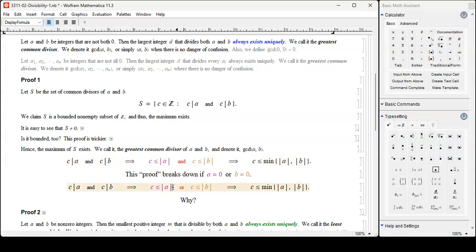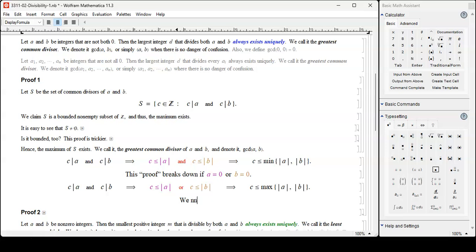Now, if A is 0, then this will not work, but this will work. If B is 0, then this will fail, but this will work. Either one of them has to work because not both of them are 0. One of them is non-zero, so either this one works or that one works. Or maybe both. If both are non-zero, that's this case. So instead of the minimum, we have the maximum. And that completes the proof, but there's a bit of a problem with this proof as well.